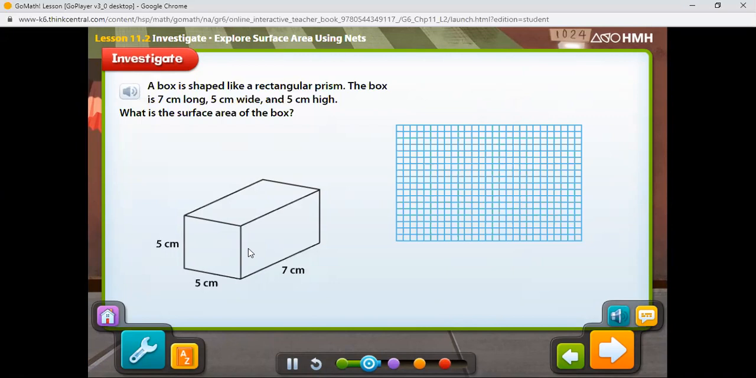We can use a net to help us find the surface area of a solid figure. This is a net for the rectangular prism. What do the grid squares on the net represent? Each side of the grid square is 1 unit. Therefore, 1 grid square represents 1 square unit. An example of a square unit could be a square inch or square centimeter. Let's count the grid squares in each face on the net.